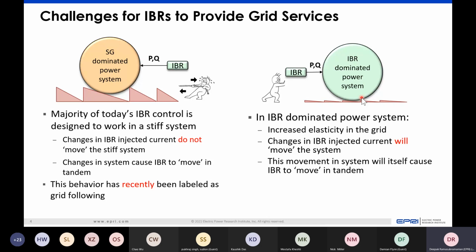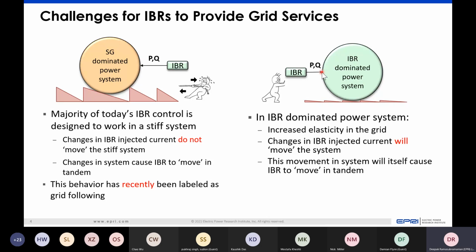And now here, any change in injected current from this inverter-based resource towards the network can cause this network itself to move around. And the movement of this network will itself cause the IBR to move around. So now you have a feedback cause and effect relationship wherein the change in injection from an IBR will cause the system to move, and the movement of the system will itself cause the IBR to move. So essentially you have a two-body problem now, wherein previously you had only a single-body problem.